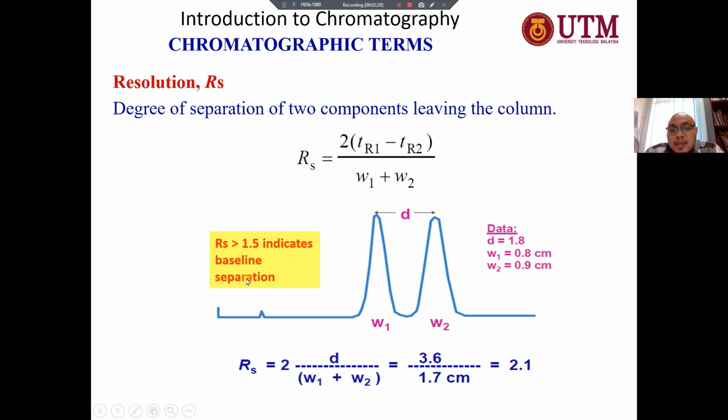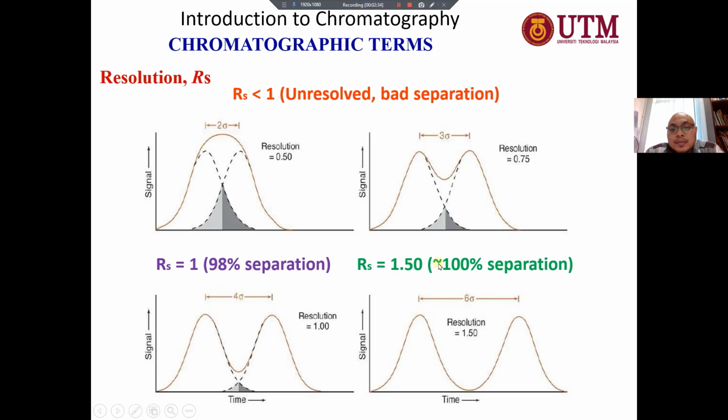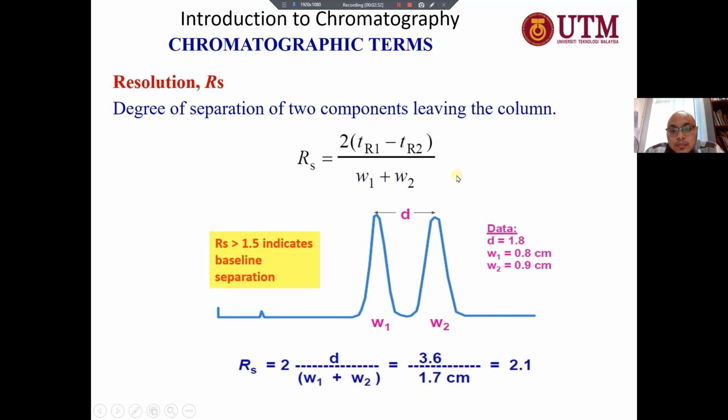What does it mean by baseline separation? It means that it is totally separated and you get the baseline. Okay. If, for example, you don't have a very good separation, you don't have the baseline separation, the example is like this, where the peak never gets down to the baseline. Same goes to this chromatogram and same goes to this chromatogram.